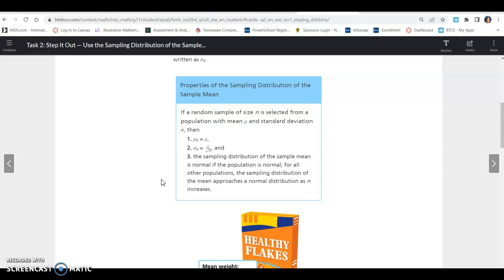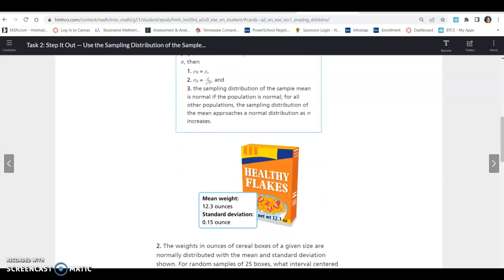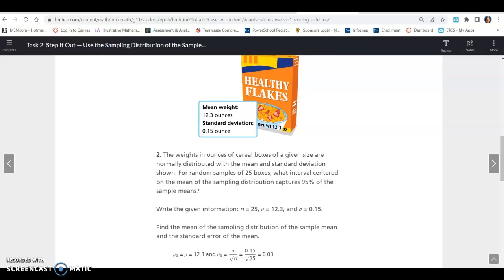All right, so remember in the previous lesson we talked about normal distribution. We looked at the normal distribution curve, how 68% of your data falls in 1 standard deviation, 95% falls in 2 standard deviations, and then 99.7% falls in 3 standard deviations. So that's kind of what that's relating to.